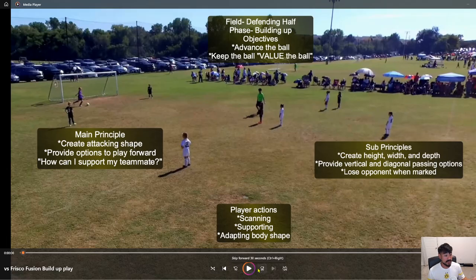Okay, we can't just stand there and be marked. We have to lose our opponent. Okay, those are the sub principles. And the player action. So these are the things that you are doing, girls, or need to do, we need to improve on, which we have been at practice. That's why we've been harping on it this week. So it's going to be scanning, right? We talked about this, ladies, and then supporting, and then adapting our body shape, which we'll talk about as we go on. Okay? So let's go ahead and play this video.